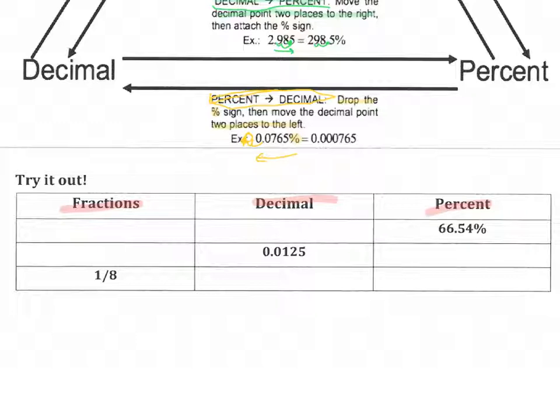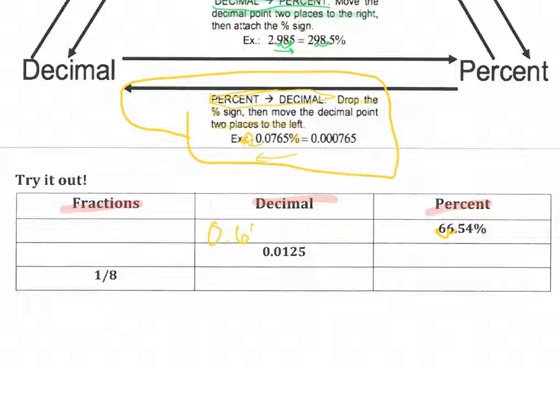Okay, and now we have a decimal that we have to change to a fraction. So from decimal to fraction, we count how many places are in the denominator, and then put the number in the numerator as the fraction. Okay, so let's look at this.